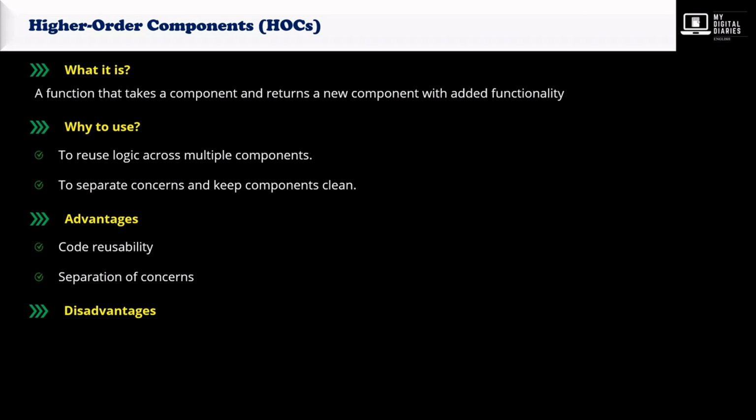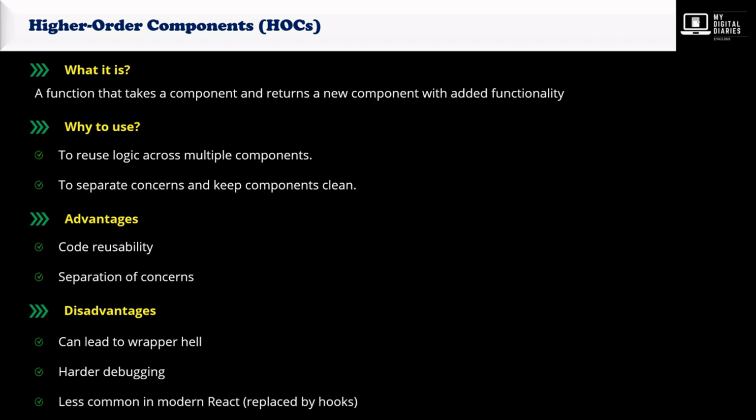Now let's discuss the disadvantages of HOCs, because every pattern has trade-offs. The first disadvantage is something called wrapper hell. When many HOCs are nested together, the component tree becomes difficult to read and understand. The second disadvantage is harder debugging. When something goes wrong, it can be tricky to track which HOC is causing the problem. And finally, HOCs are less common in modern React. Today, most of this logic is handled using React hooks, which are simpler and easier to use.